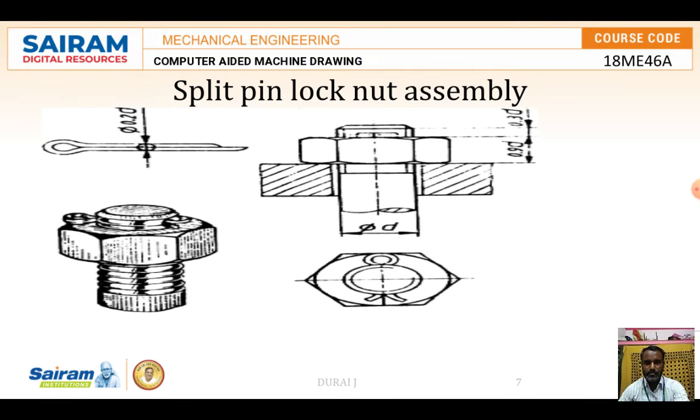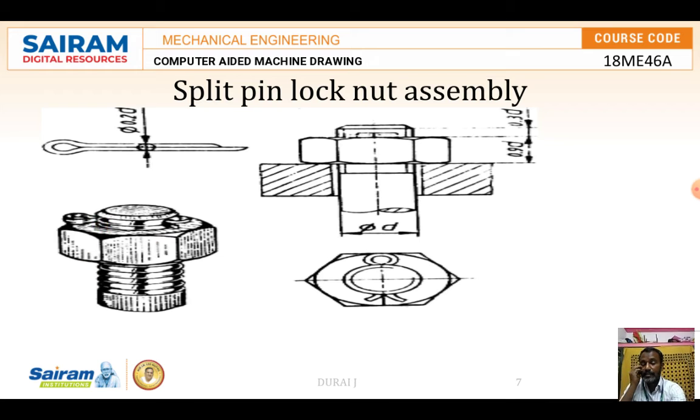So these are all the values we have to remember over here. Split pin lock nut assembly. Here also the thickness is 0.9d, and from here to here 0.3d, over here 5d they are provided, which means this will be the 2d. And here the split pin lock nut assembly thickness is 0.2d. So like this we have to assemble over here.